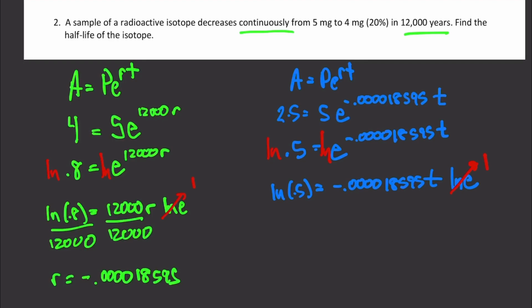And so now I just have to divide by that decimal. So basically, T equals natural log of 0.5 divided by -0.00018595. And I'm just going to round this to the nearest year. I got 37,275 years.